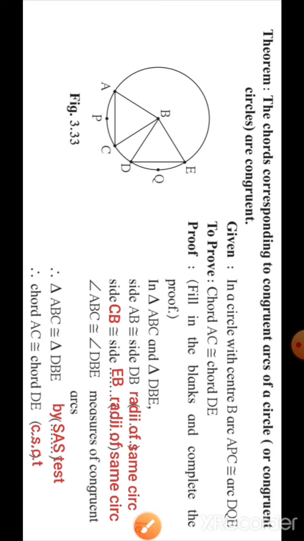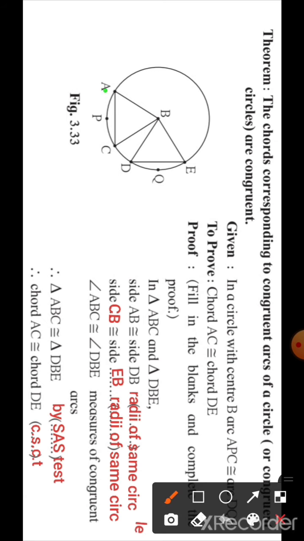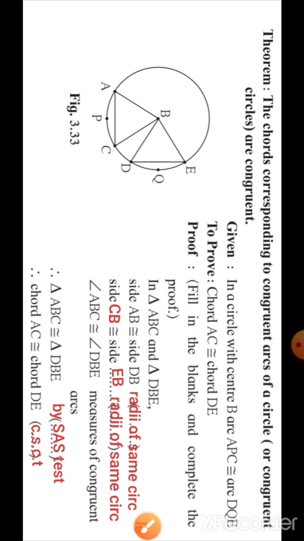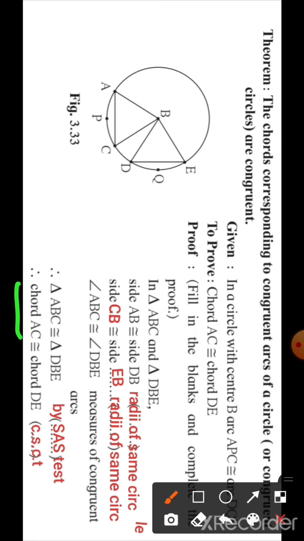Angle ABC is congruent to angle DBE, measures of congruent arcs. Congruent arcs have their corresponding central angles congruent. Therefore, we get triangle ABC is congruent to triangle DBE by SAS test, and hence chord AC is congruent to chord DE, corresponding sides of congruent triangles, and hence the proof.